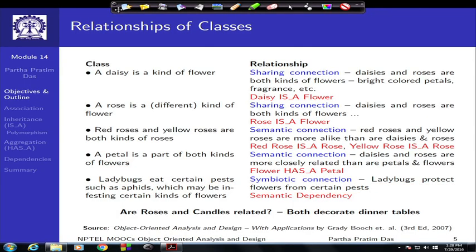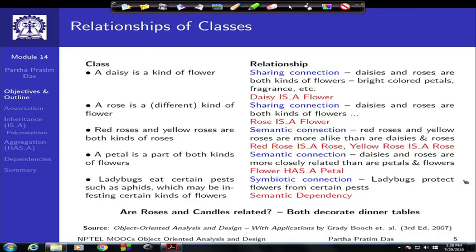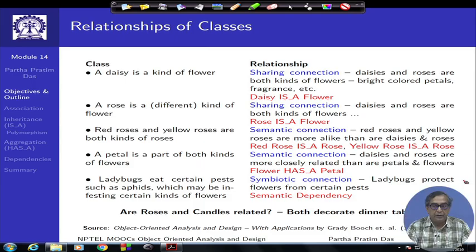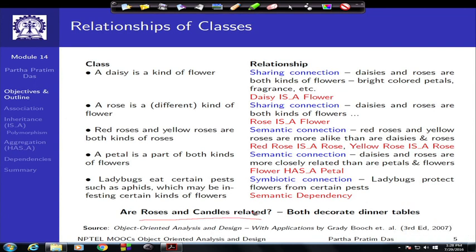And just before we move on, just to pose a question to you, are roses and candles related? Of course, the similarity between ladybugs and aphids is more than the similarity between roses and candles, because ladybugs and aphids are both dependent for their livelihood on the plants. But we can also find that in some context rose and candle can be related, because both of them happen on the dinner table.